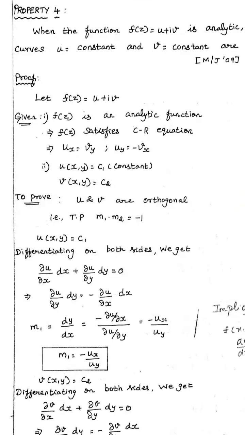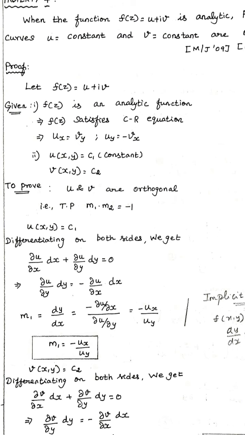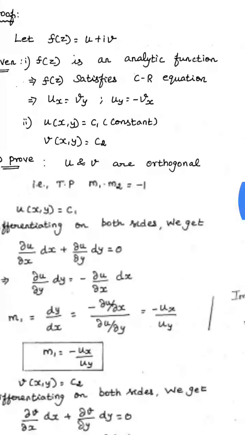As usual, I am defining the function f(z) = u + iv. And what are the given things? f(z) is an analytic function. So obviously it implies what? f(z) satisfies the CR equations. What are the CR equations? ux = vy and uy = -vx.